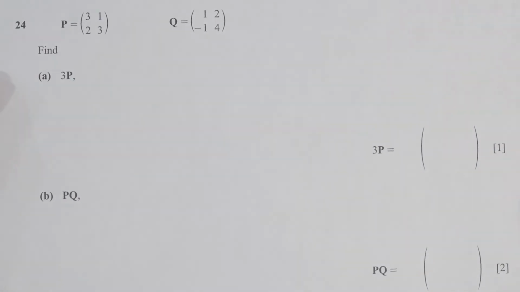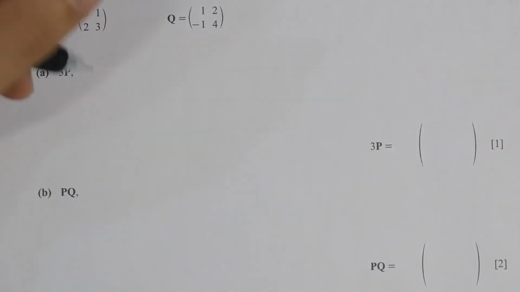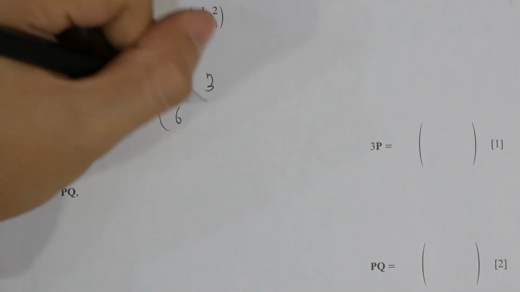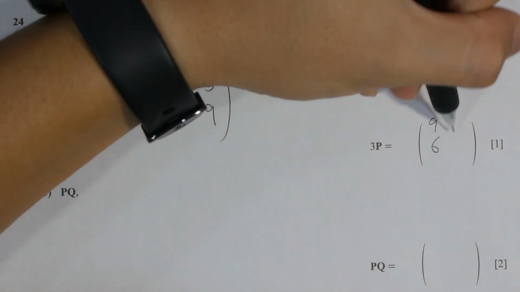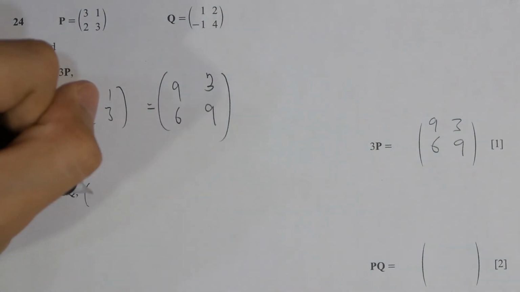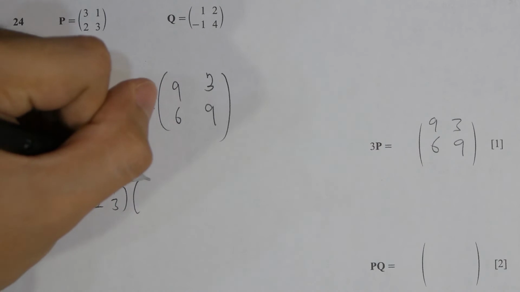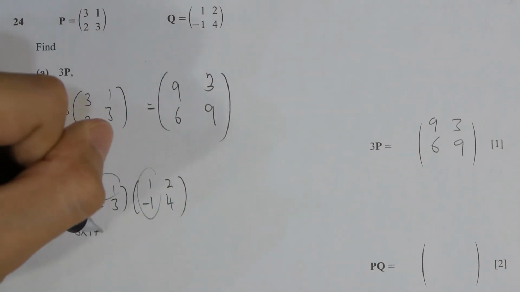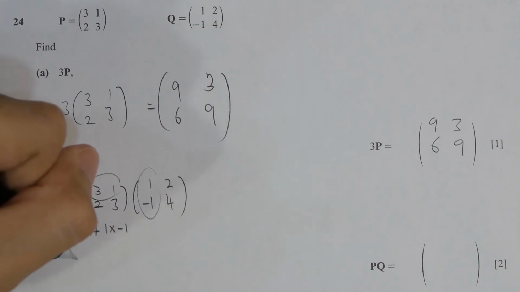Question 24, this is a matrix question. For part A, simply multiply 3 into all of the variables inside P. Then you get 9369. Whereby for part B, P multiplied by Q. I actually show the step-by-step calculation over there. The final results will be 2, 10, -1, and 16.